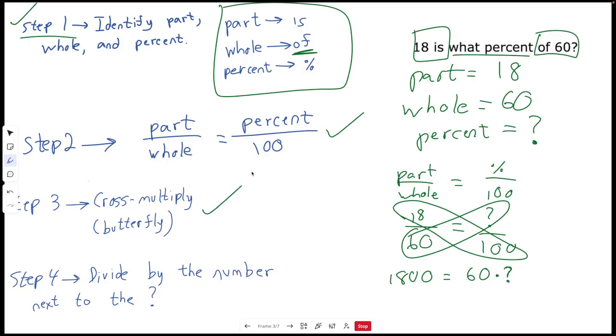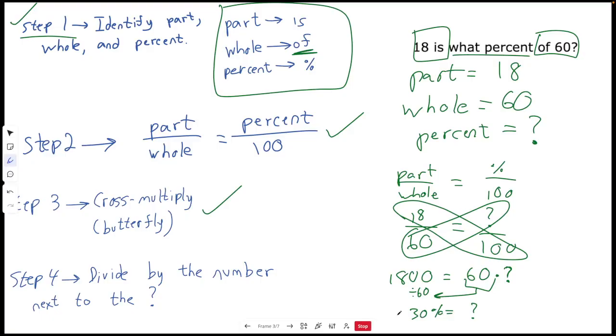We did the butterfly. Step four, we divide by the number next to the question mark. So whatever number is next to the question mark, in this case, it's the 60. We're going to take that and we're going to divide over here by 60. If you've learned how to solve equations, this is solving an equation, but if not, whatever number's next to the question mark, divide. So 1800 divided by 60, the final answer is 30. And it's actually 30% because it said what percent, we were finding the percent.